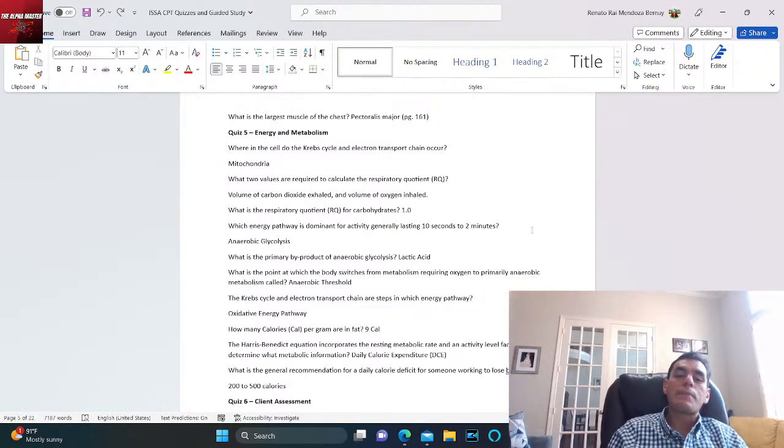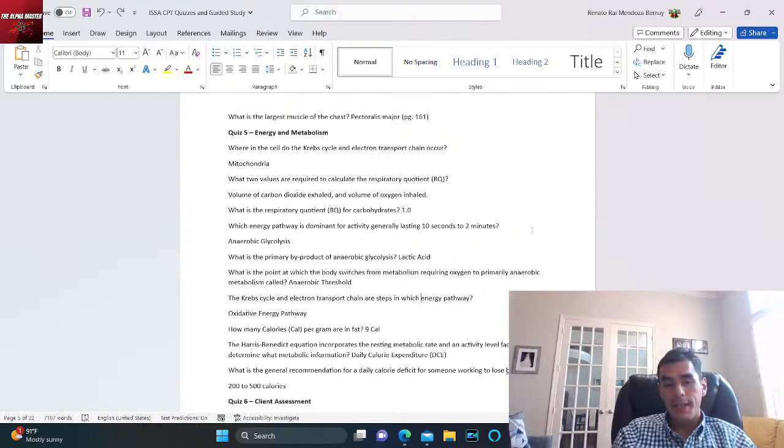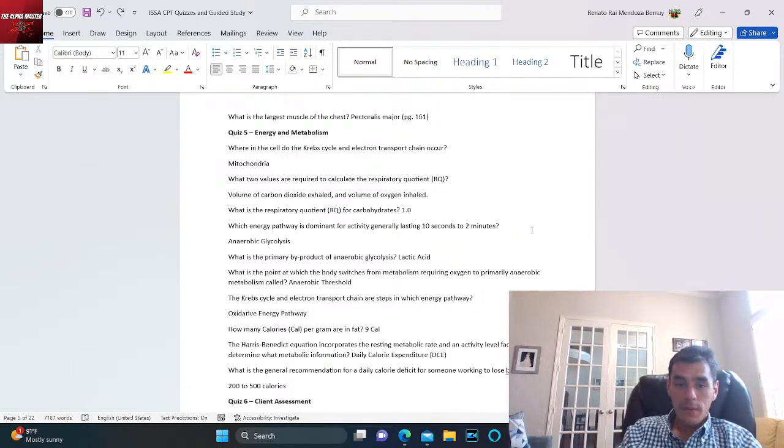The Krebs cycle and electron transport chain are steps in which energy pathway? In the oxidative energy pathway.